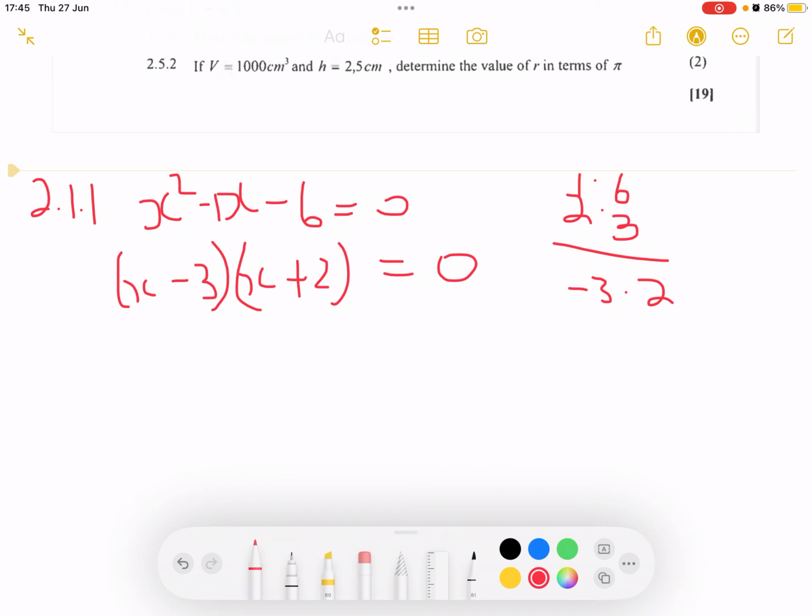Therefore, according to the zero law, either x minus 3 is equal to 0 or x plus 2 is equal to 0, and x is equal to positive 3 or x is equal to negative 2.